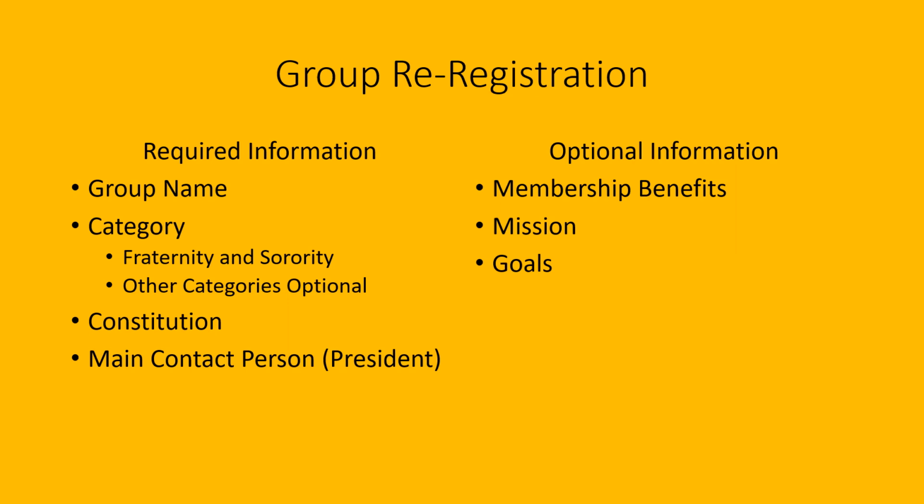We'll also ask some optional information. There's a space to enter your benefits or just kind of some information about the group. We'll also have a space to enter your mission. If you have a motto or a creed, anything like that, you can type that in. And then just some general goals for your group and your organization. Like I said, those are optional. You'll see that when we get into the form.